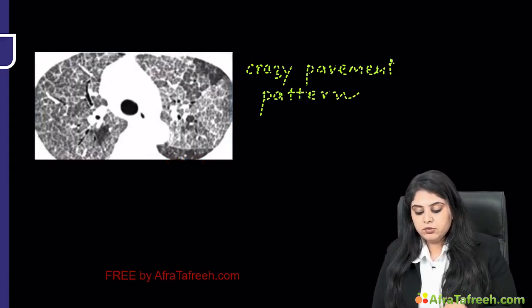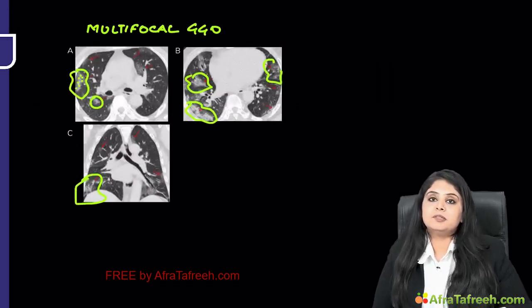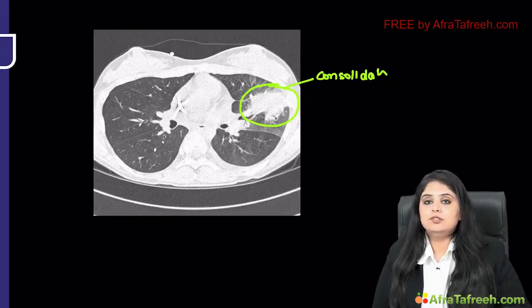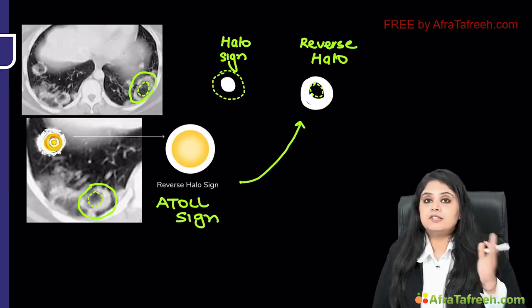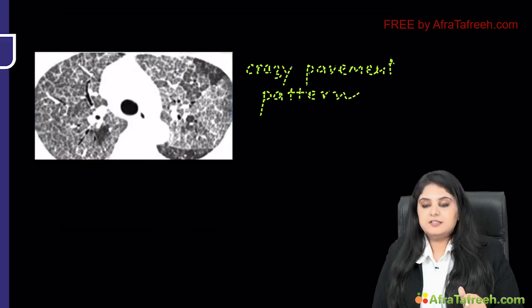So what all could you see? Most commonly you see the presence of ground glass opacities. You can see consolidations. You can see the presence of these halo signs and reverse halo sign or atoll sign, and you can see the crazy paving pattern.